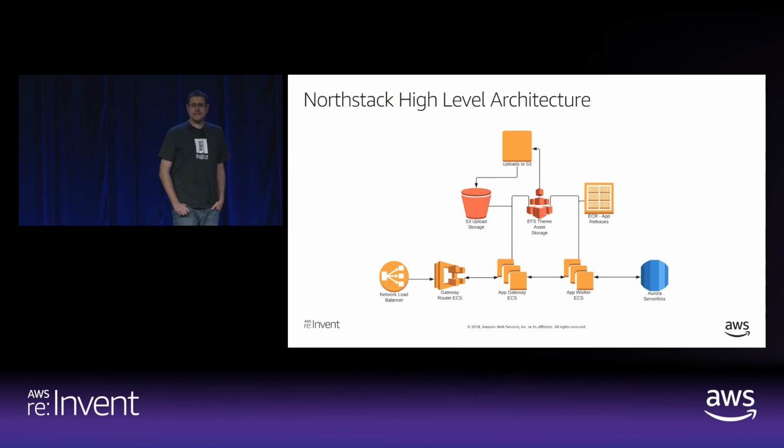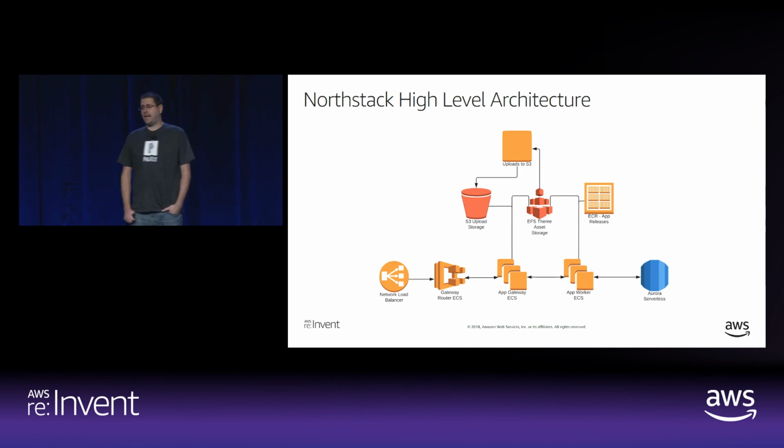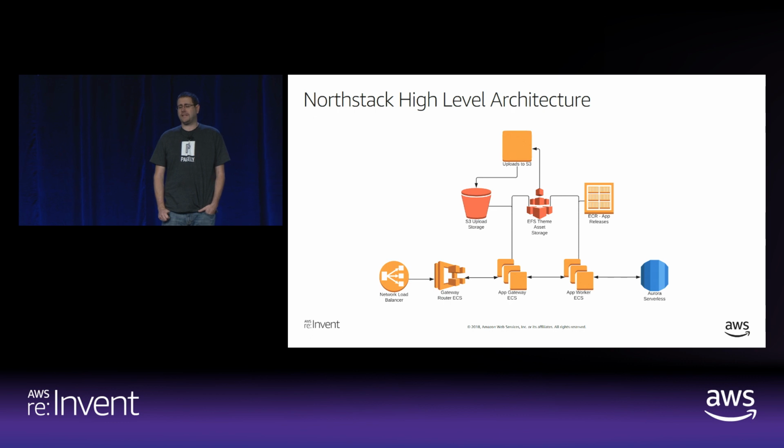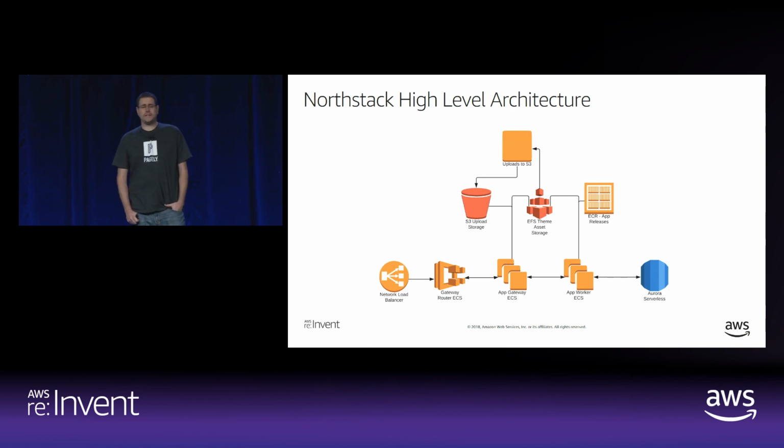So this is the high-level architecture of NorthStack. It's built on a bunch of Amazon services. The biggest ones are ECS and Aurora Serverless. But we also use EFS for places where we need to have shared storage among a bunch of different containers. And we use S3 for all of the bulk storage.